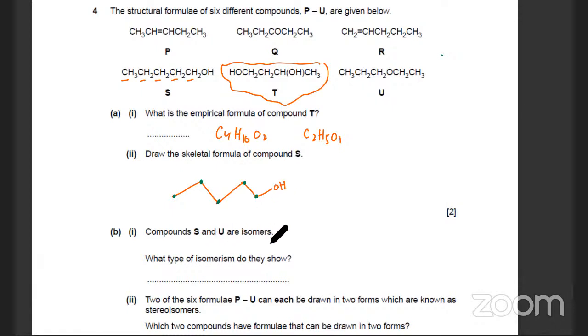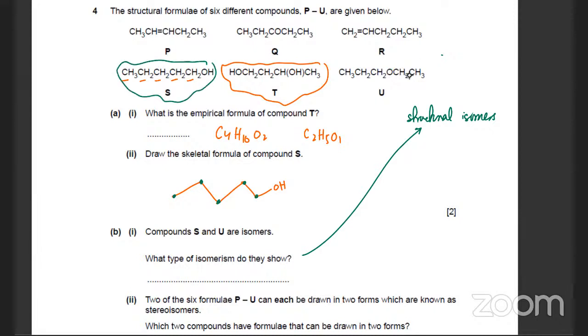Now, compound S and U are isomers. So what are S and U? Look at S, look at U. There are 2 types of isomers mainly. There are structural isomers, and then there are stereoisomers. This one is structural isomers. Why? Because the structure is different. You got an OH group here, and there is no OH group here. So compounds S and U are structural isomers of each other.